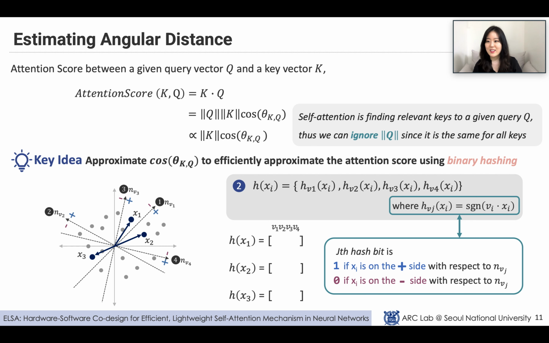Let's look at how we can get hash value for vector x1. Vector x1 is on the minus side of random vector v1, so its sign value is 0. Similarly, vector x1 is on the plus side of random vector v2, so its sign value is 1. And vector x1 is on the plus side of random vector v3, so it's 1. And vector x1 is on the minus side of random vector v4, so it's 0. We can easily get hash value for vector x2 and x3 in similar way.